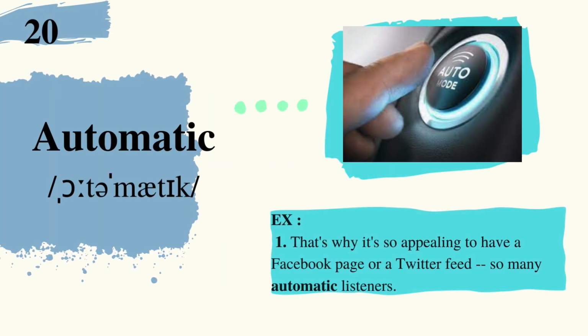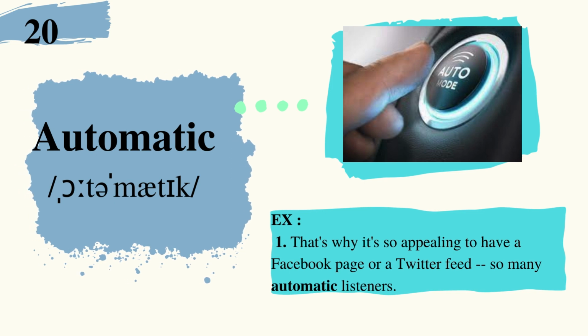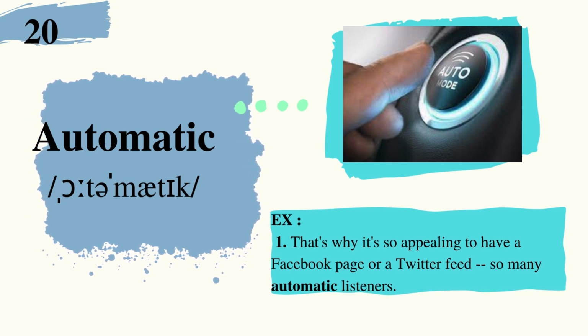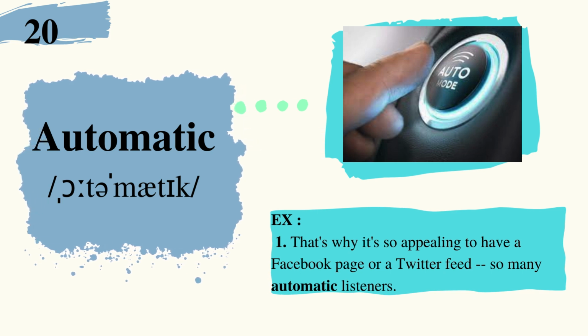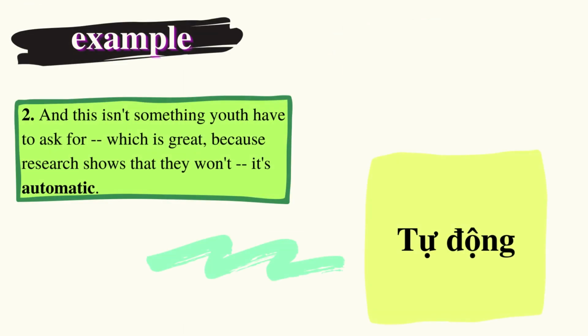20. Automatic. Automatic. Example. That's why it's so appealing to have a Facebook page or a Twitter feed. So many automatic listeners. And this isn't something youth have to ask for, which is great because research shows that they won't. It's automatic.